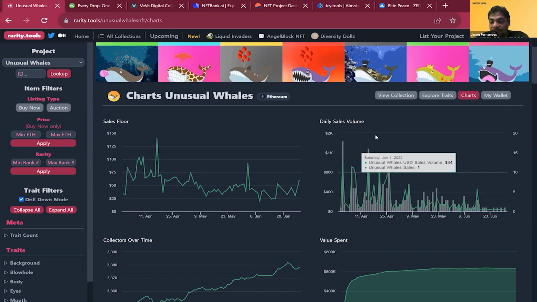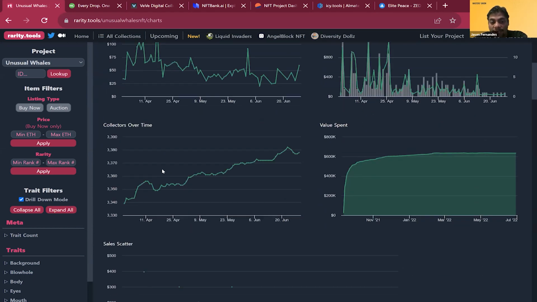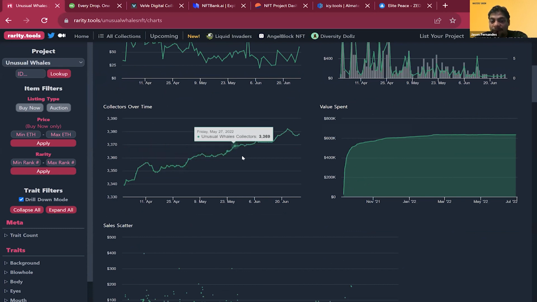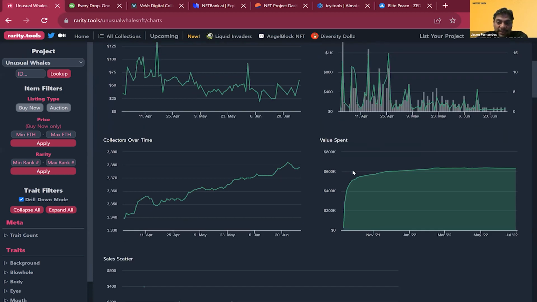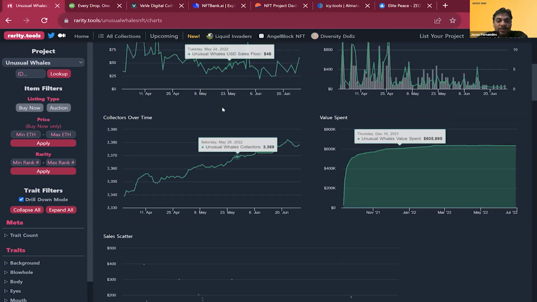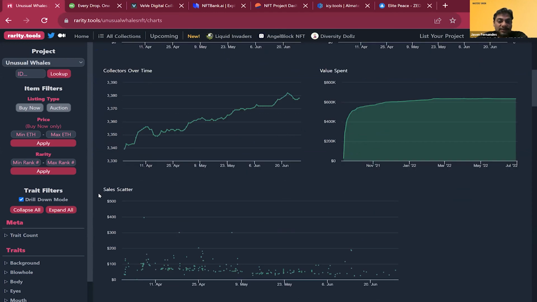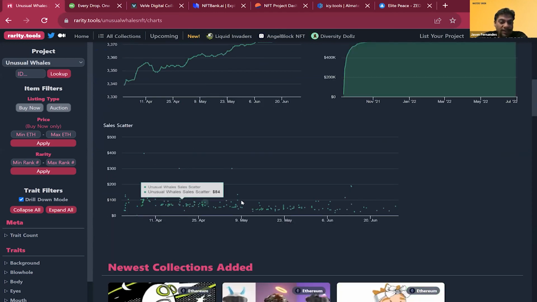Now you can actually see how the daily sales volume has evolved. You can also see how many whales, how many collectors there are. So for example, an NFT collection that is massively increasing the number of collectors at a time will generally be more valuable, because that means you're getting more and more people joining the party in a short amount of time. And then of course you can see the value that was spent. So this gives you a lot of data, and here you go, sales. Sales scatter. So you can see how these sales happen.